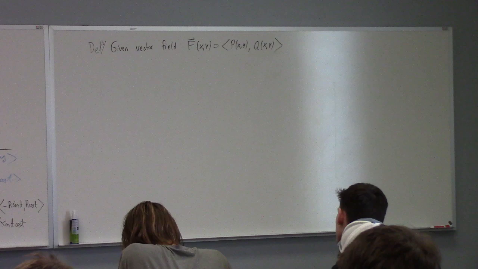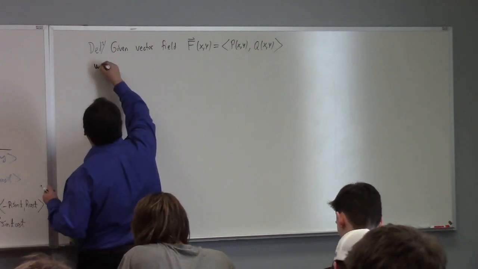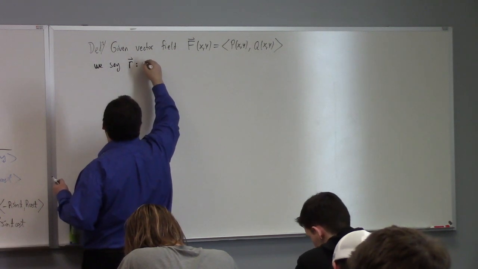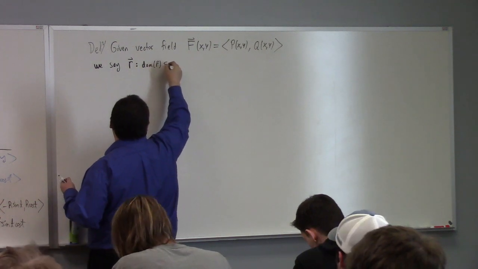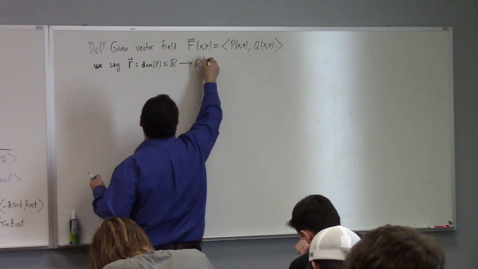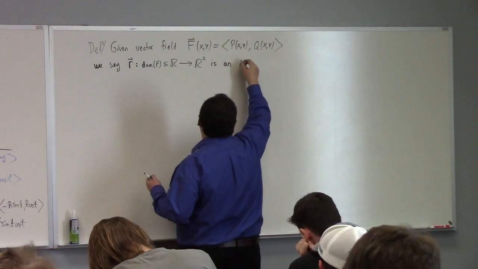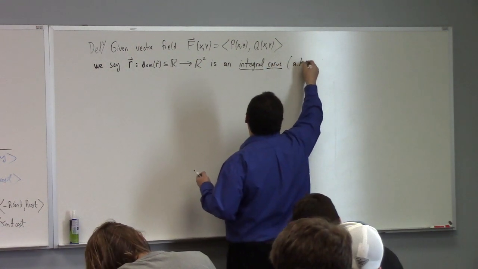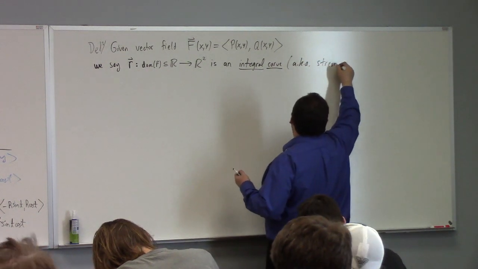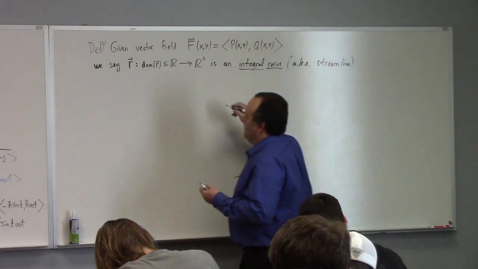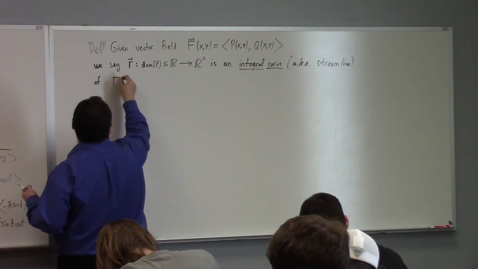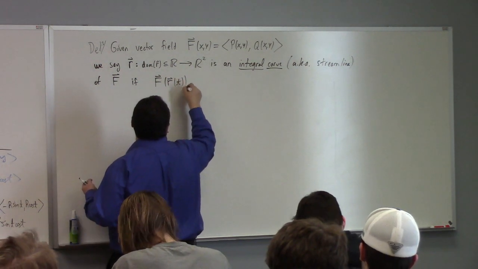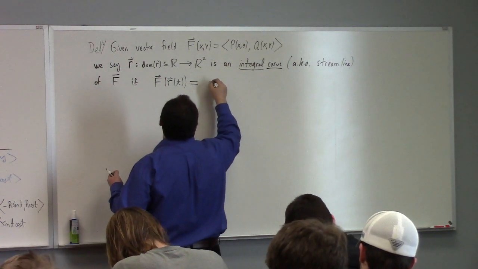All right, so given this vector field, we say r, let's say a mapping from the domain of r, which is a subset of the reals, to R2, is an integral curve, aka streamline, of F if F of r of t is equal to dr dt.